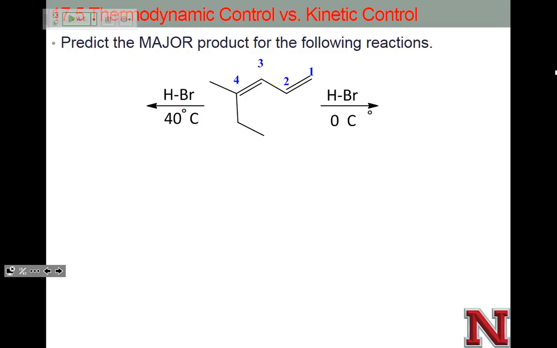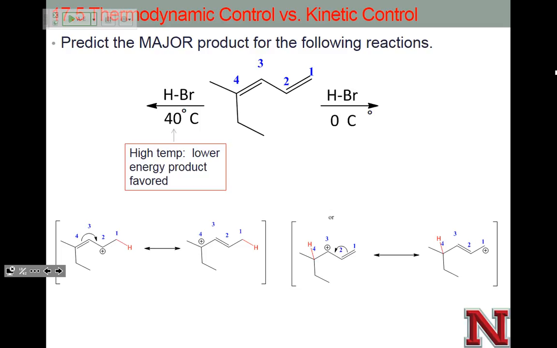So if we look at 40 degrees Celsius, first off, if our hydrogen adds on carbon 1, these are our possible intermediates, so our resonance structures. Also, we have to consider if our hydrogen adds on carbon 4. And these are intermediates. So the first thing we need to do is consider all our intermediates and all products that form from them.